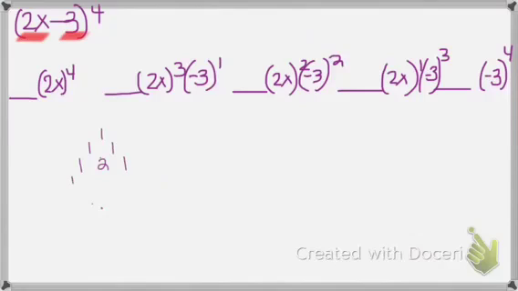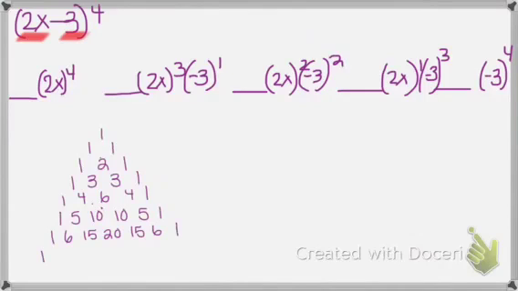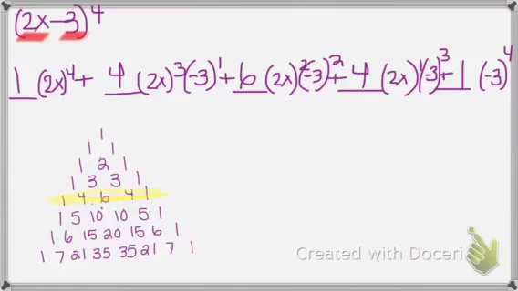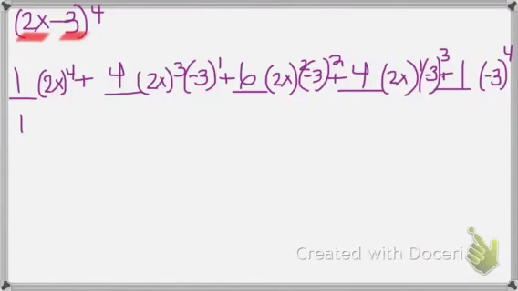Now I need my Pascal's triangle. I'm going to be looking at the 4th row. So 1, 4, 6, 4, 1 right there, and that's what we're going to use. So I plug those in for my coefficients: 1, 4, 6, 4, 1. We add in our plus signs, and then we have to simplify.